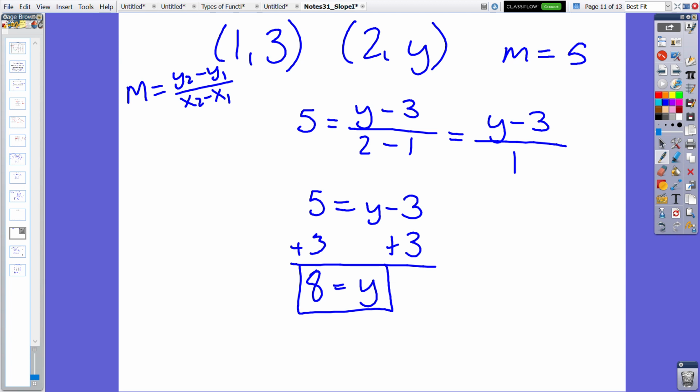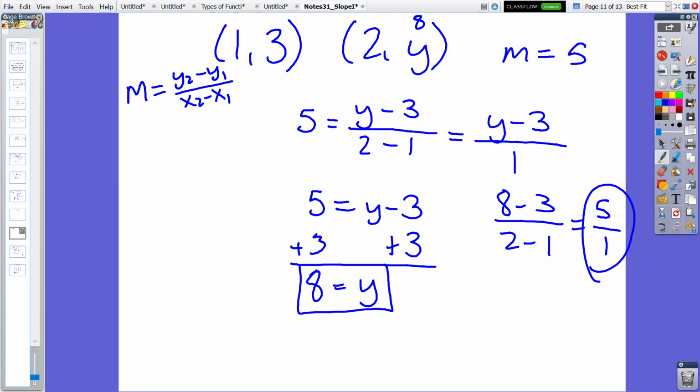So now I have the points (1, 3) and (2, 8). And we can go ahead and plug that into our formula. Let's see here. So 8 minus 3 divided by 2 minus 1. That gives me 5 over 1 again, and that's the same slope we started with. Okay, so one more type of problem that we can find the slope with based on points, and that'll be coming up in the next video. Stay tuned.